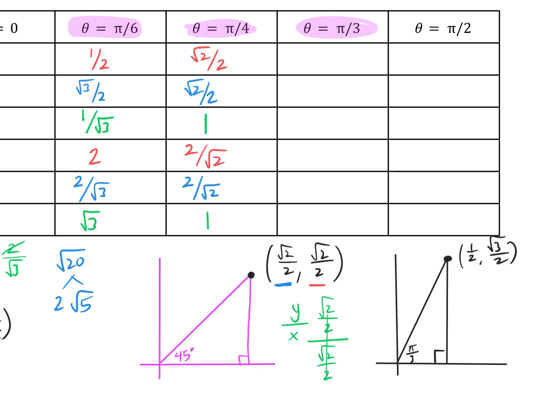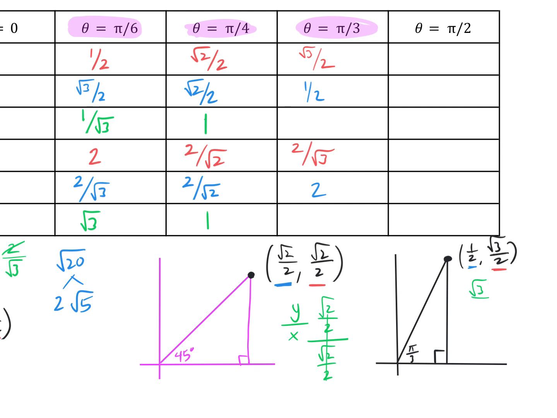All right, so what is my sine of pi over 3 going to give me? Square root of 3 over 2, very good. Which means that my cosecant would be 2 over square root of 3. What's my cosine? 1/2, which means my secant would be 2. And then the trickiest part is your tangent.